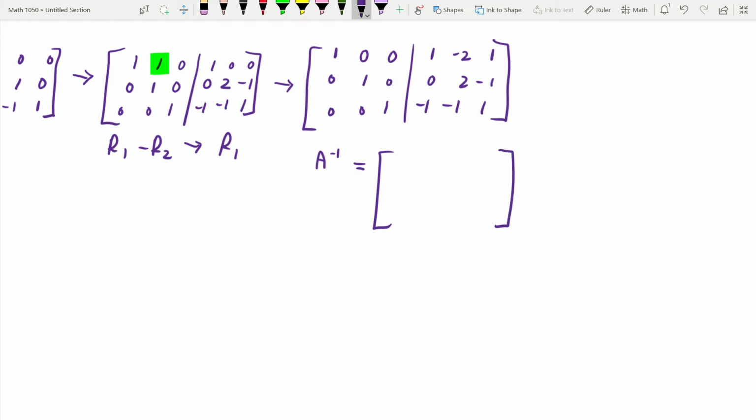Guys, they are so picky. And this is how they expect you to write it. 1, negative 2, 1. 0, 2, negative 1. Negative 1, negative 1, 1. That is my inverse. And I'm done.